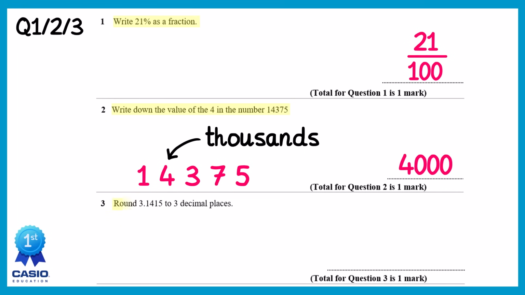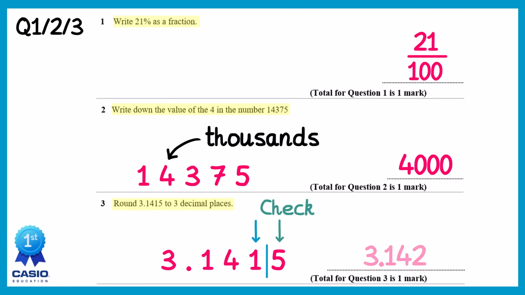In question 3, we need to round this number to 3 decimal places. The number that's in the third decimal place is this 1 here. So we will draw a line after this 1 and then check the next digit, which is this 5. If this number is 5 or more, we would need to round up. And it is 5 or more, so we'll round the 1 up to a 2. So the final answer rounded will be 3.142.